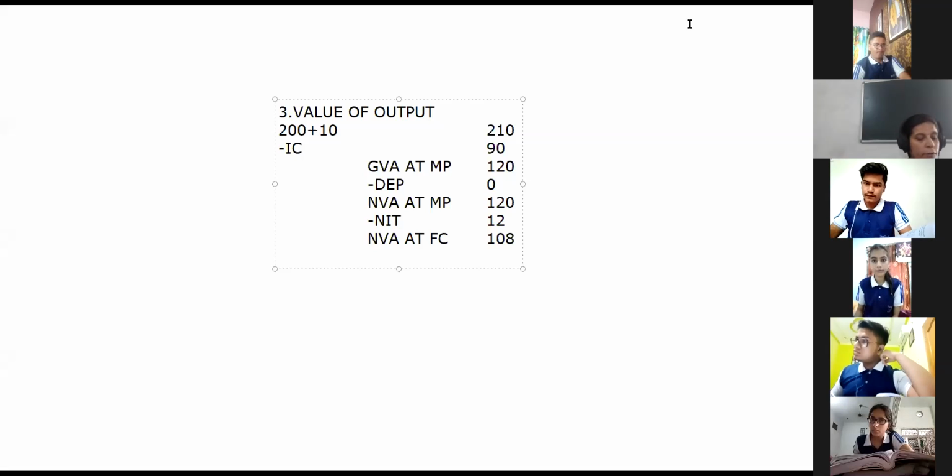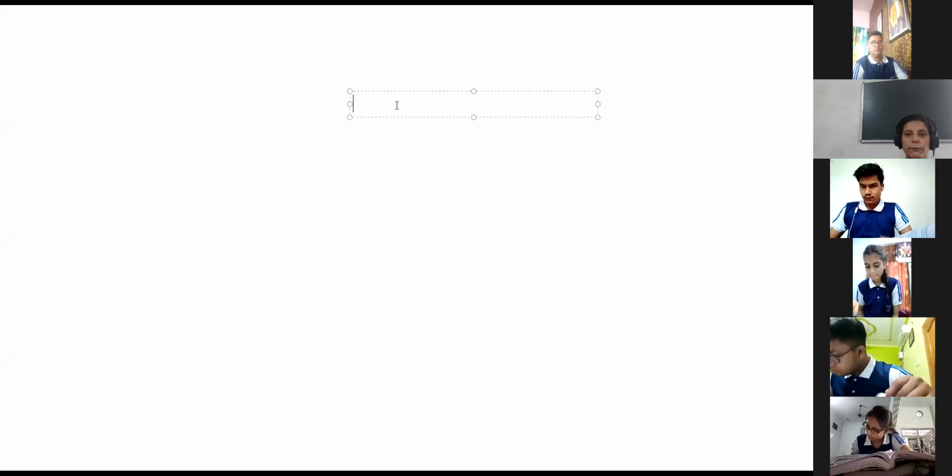In question number 4, first of all you will take sales, and in sales you will add change in stock. Change in stock will be minus 10, that is 10 minus 20. So 100 and minus 10 will be 90. So value of output will be 90. Just I'm showing over here. Question number 4.